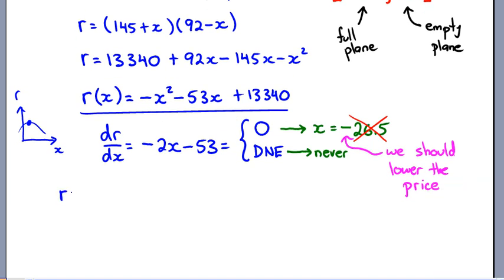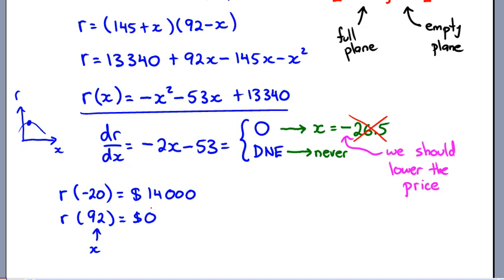You would say, okay, what's my revenue if I go with minus 20? What's my revenue if I go with 92? Just checking out the endpoints. If you go with minus 20, you actually make $14,000 per flight. And if you go with an increase of 92, right, these are X values, these are increases in price, you have no money because nobody flies at all.